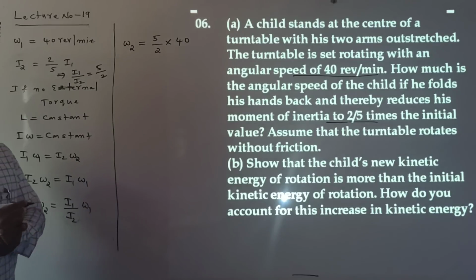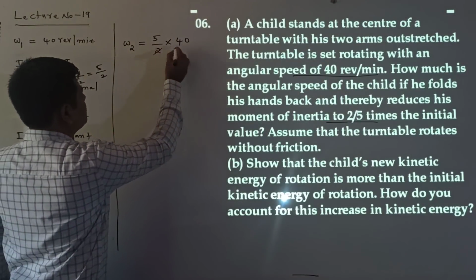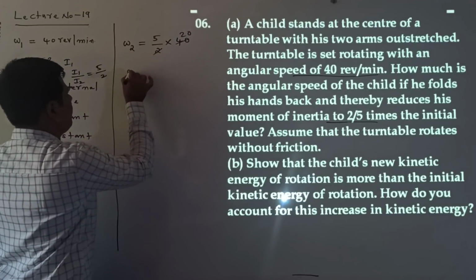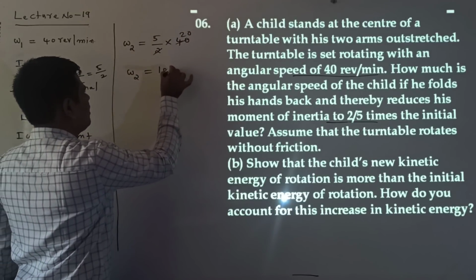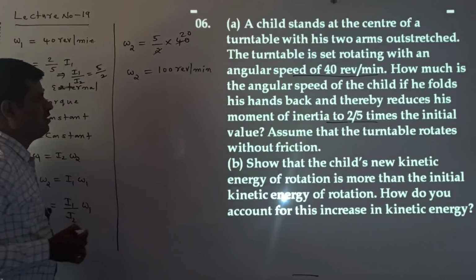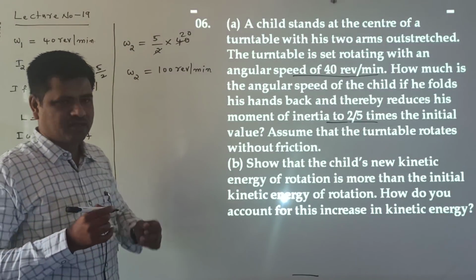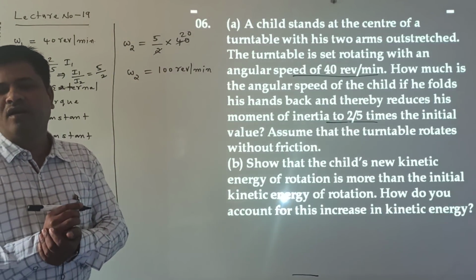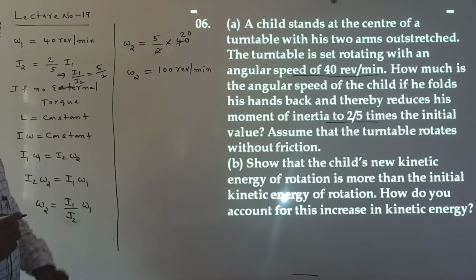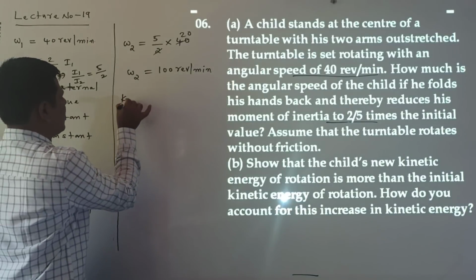Okay. Now from this we are writing here, I1 and I2 are given. Now omega 2 is equal to 100 revolutions per minute, because omega 1 is also given as 40 revolutions per minute. This is also given in revolutions per minute, that is 100 revolutions per minute, that is given. Now first of all we have to find the initial kinetic energy.